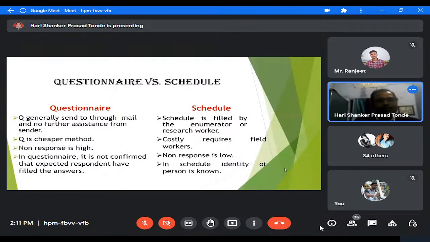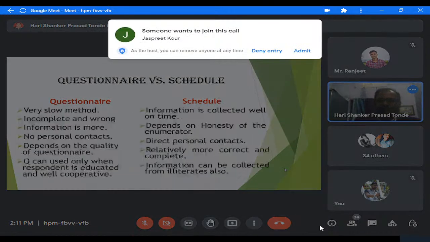The questionnaire is generally sent through mail, with no further assistance from the sender. The schedule is filled by the enumerator directly or by the research worker. The questionnaire is a cheaper method; the schedule is costly and requires field workers. In the questionnaire, non-response is high; in the schedule, the response is very high. Why? Because we are directly dealing with the respondent. So this is the basic difference between the questionnaire and the schedule.